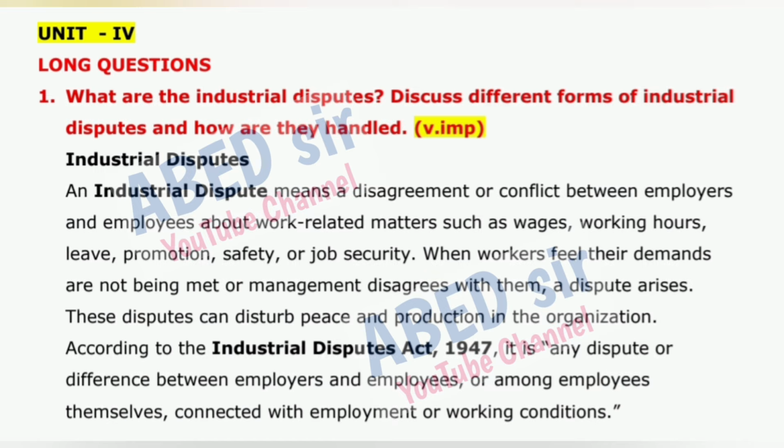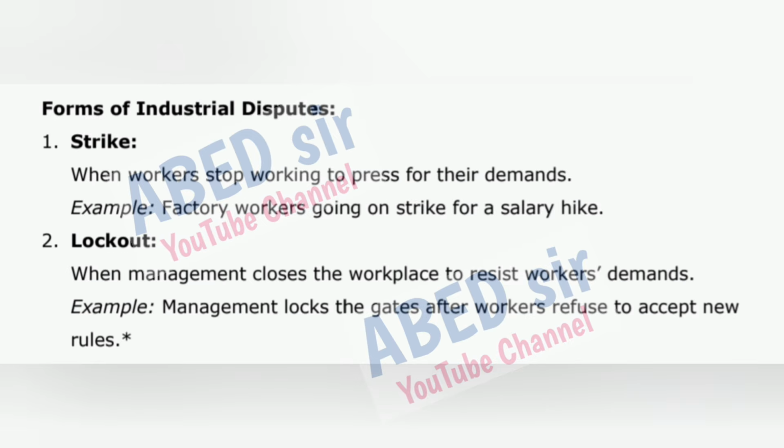According to the Industrial Disputes Act, 1947, it is any dispute or difference between employers and employees, or among employees themselves, connected with employment or working conditions. Forms of industrial disputes. 1. Strike. When workers stop working to press for their demands. Example, factory workers going on strike for a salary hike.